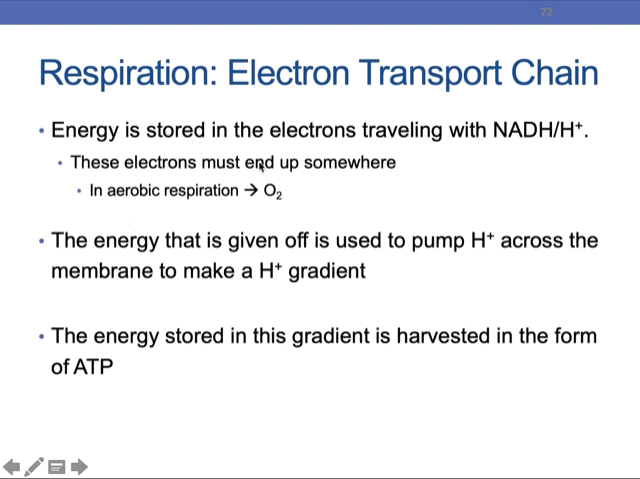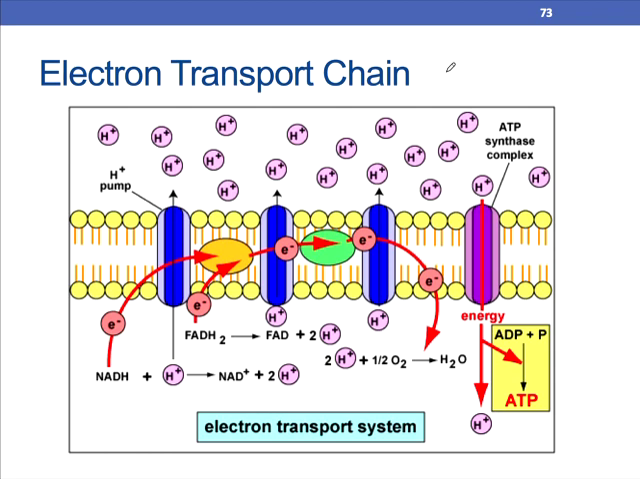So the energy is stored in electrons, the electrons that we find in NADH and FADH2. Now, the cell has to find a way to remove this energy. And since the energy is stored in electrons, at the end of the process, the electrons have to be captured. They have to be accepted by another molecule. So this brings us to the electron transport chain.